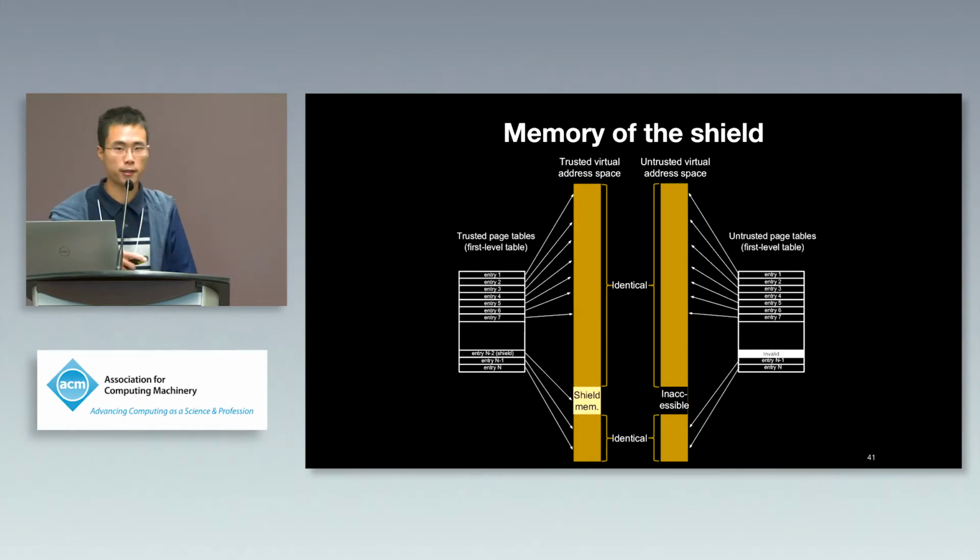To enforce this, we modify one first level page table entry, and the second level and the third level remain the same. So this is a very efficient design because we only need to sync the page tables if there's an update to the first level page table, which is very rare.